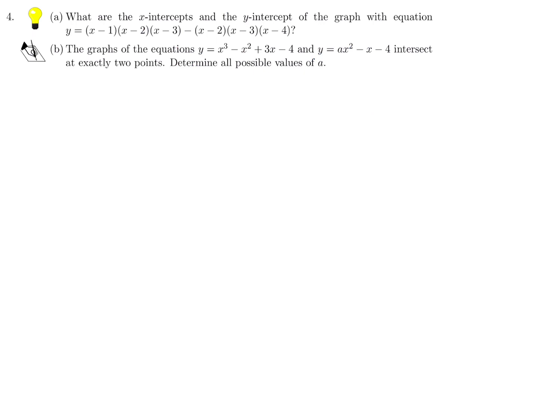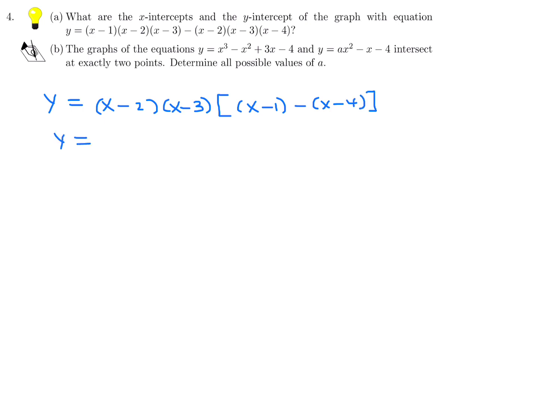What are the x-intercepts and y-intercepts of the graph with the equation that's right here? Okay, well, don't expand it, factor it. I think that's a little bit better of a strategy. So let's see what we can do. I think from both of those we can get x minus 2 and x minus 3. Okay, if I do, what's left is x minus 1 and x minus 4.